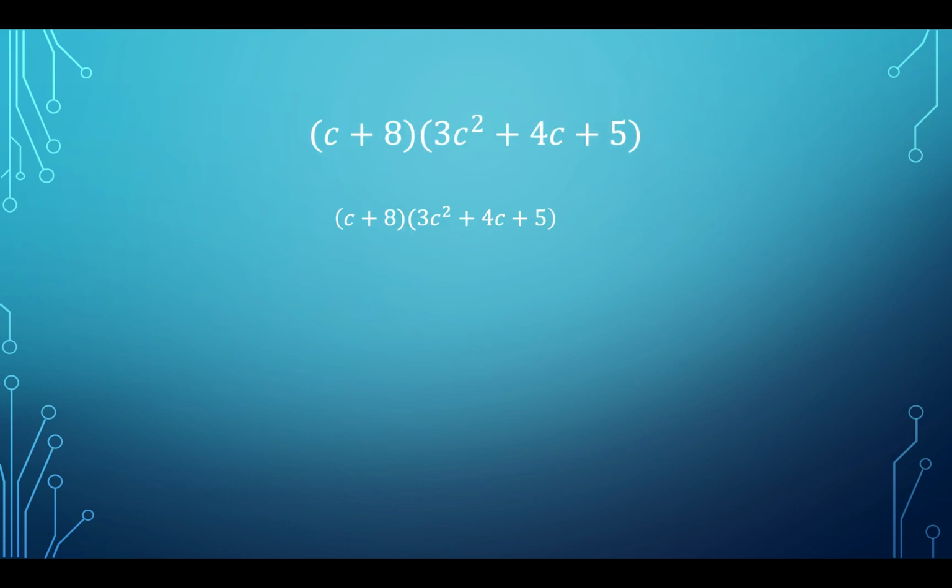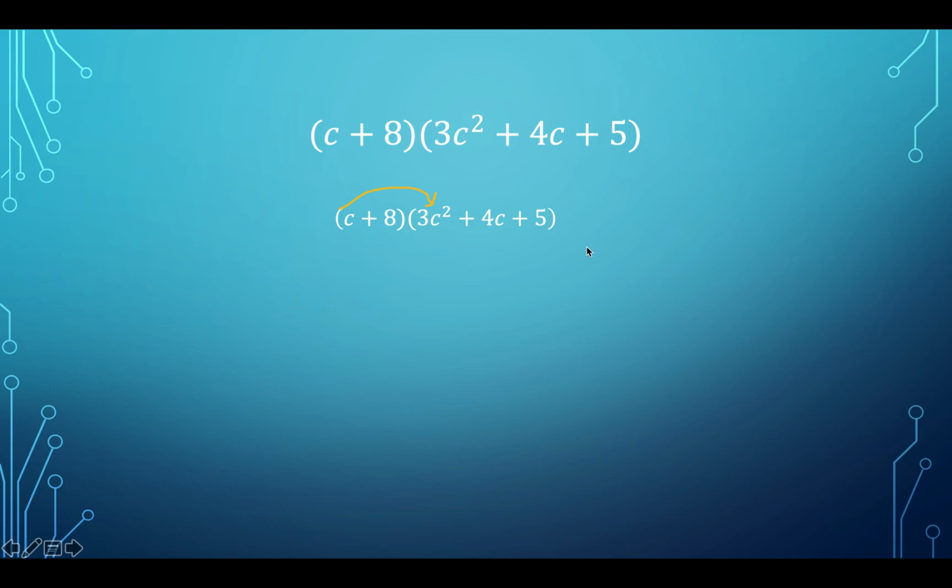Now the next problem I gave you guys. Here we're multiplying a binomial by a trinomial. So what we have to do is worry about distributing the binomial to each and every term inside that trinomial. What that means is I'm going to distribute this c to every single term here, and then I'm going to do the same thing with the 8 to every term.